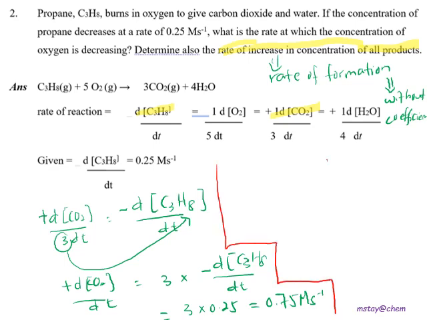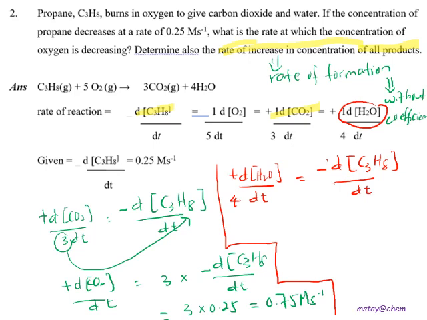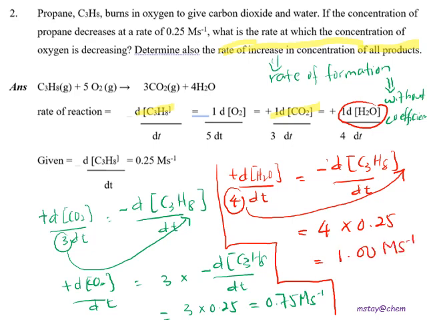So we repeat for the H2O. Positive dH2O over dt equals negative dC3H8 over dt. So again, the 4 needs to move to the other side. So generally, we already know it is 4 multiplied with 0.25, which will equal 1.00 molar per second. So these are the answers for question number 2.